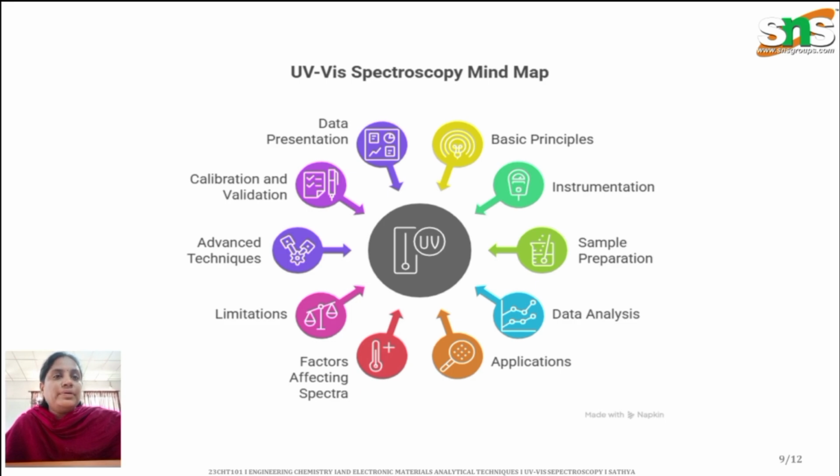So this is the UV visible spectroscopy mind map. First of all, we know the basic principle of UV visible spectroscopy, and then the instrumentation part. What parts are available in instrumentation? Third is sample preparation. With different concentrations of the sample, we get different absorption for each sample, and then data analysis and applications. We are also going to discuss the factors affecting the spectroscopy and the limitations of UV visible spectroscopy. So this is one of the advanced techniques for observing absorbance.